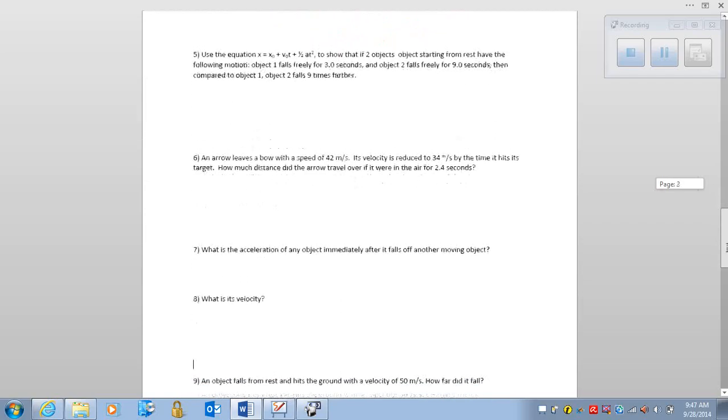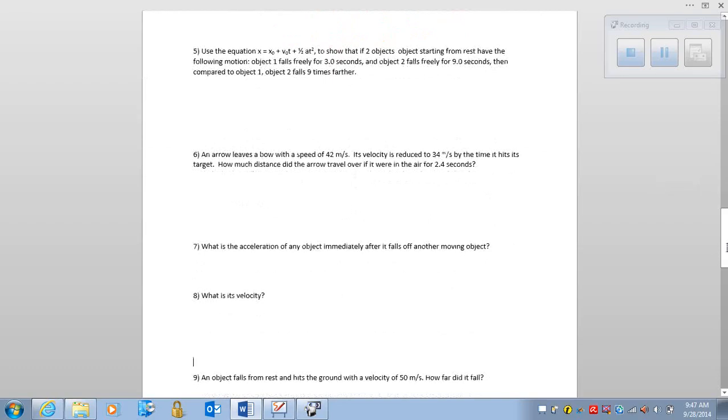Okay, so here starts one that's a little bit more difficult. Using the equation, and there we have our quadratic equation involving distance, velocity, time, and acceleration. Use that equation to show that if two objects starting from rest have the following motion, object 1 falls freely for 3 seconds and object 2 falls freely for 9 seconds, then compared to object 1, object 2 falls 9 times farther.